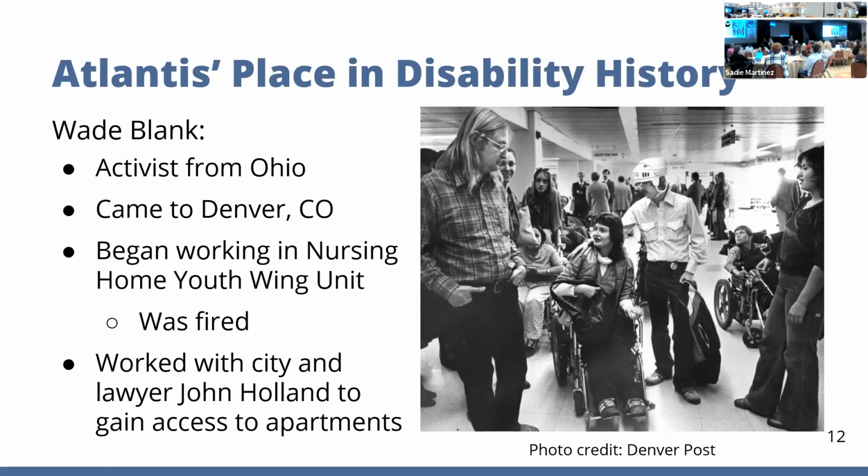Just to reemphasize, all the folks from the original Gang of 19 in Atlantis came from a nursing home and were able to move into a low-income housing area in Denver. You have a black and white photograph of a man with shoulder length light hair and glasses standing with a woman in a wheelchair, some people using wheelchairs in the background, a person standing wearing a helmet, and a group of people standing in the back. The photo credit is for the Denver Post.